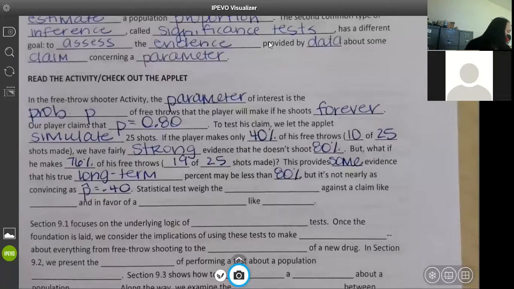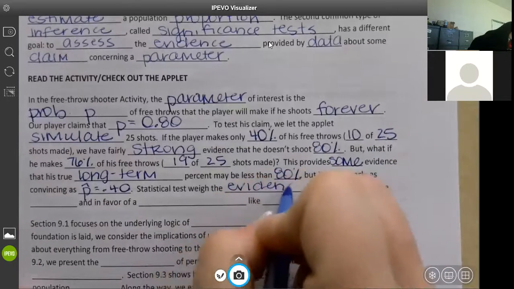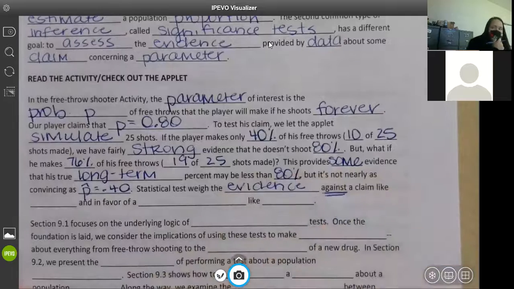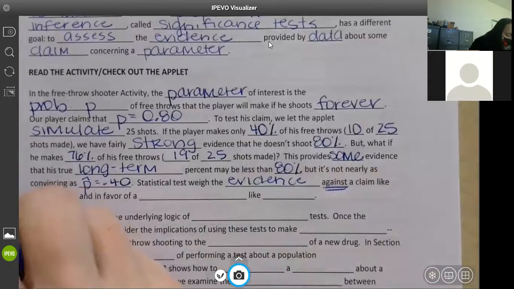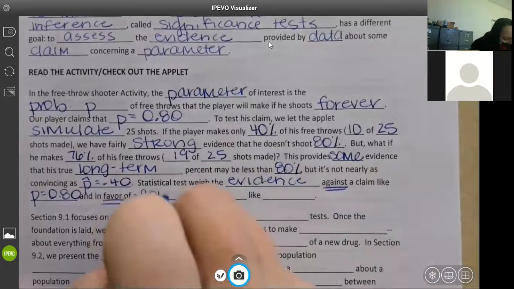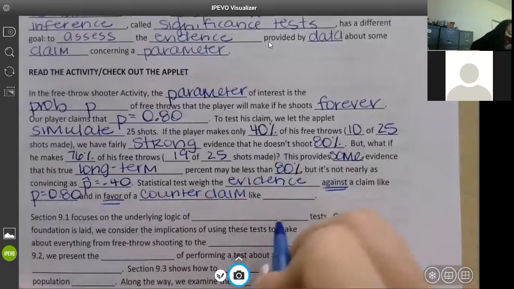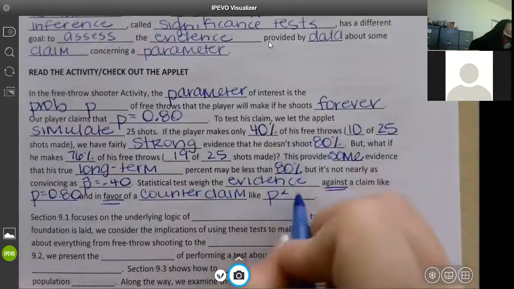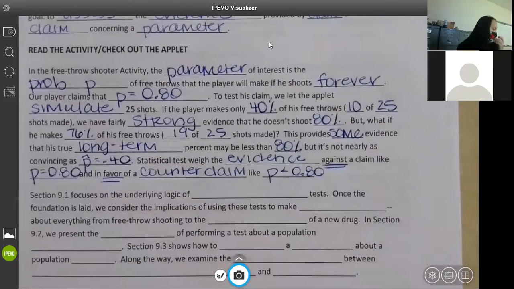Statistical tests weigh the evidence against a claim, and we'll talk about that when we get there. Like our P equals 80%, and in favor of a counterclaim like P is less than 80%. Okay, sounds weird right now, but it's actually not as bad as it sounds.